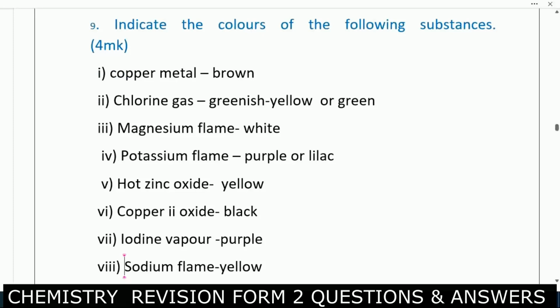Let's go to the next number. You are told to indicate the colors of the following substances. These ones you need to put in your mind. Maybe you can go to the laboratory and see them physically. Ask your teacher to give them to you physically so that you can see their color. Copper metal, it is brown. Ask your teacher or the lab technician. Chlorine gas, greenish yellow or green. Magnesium flame, it is white. Potassium flame, that one is purple.